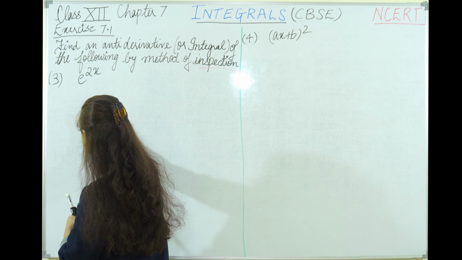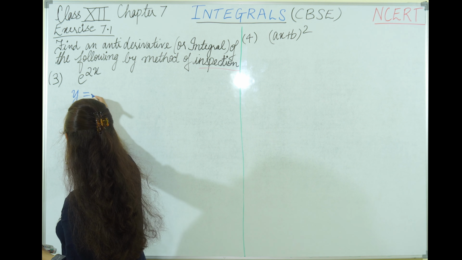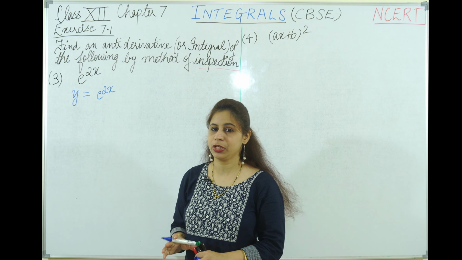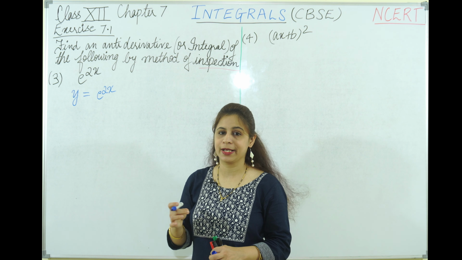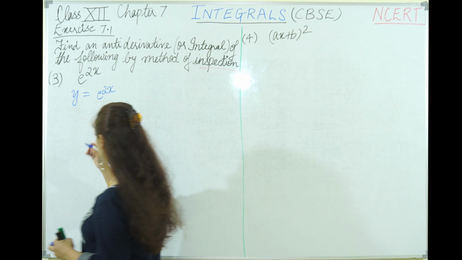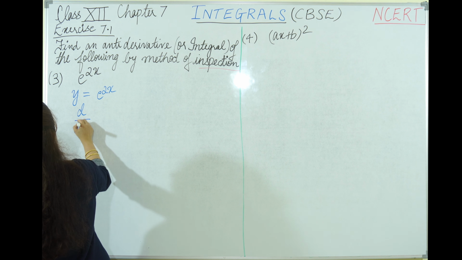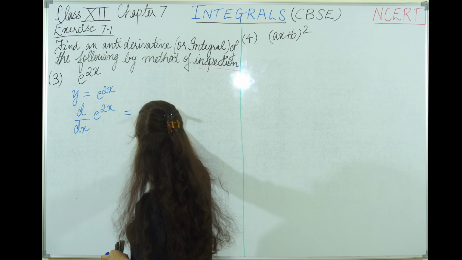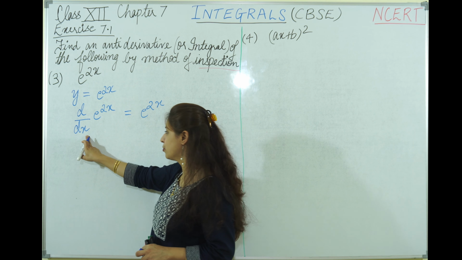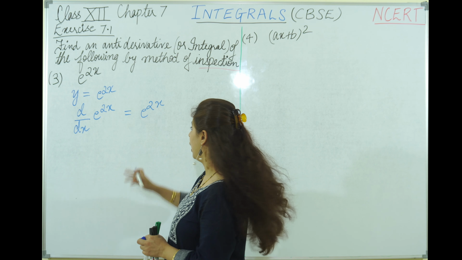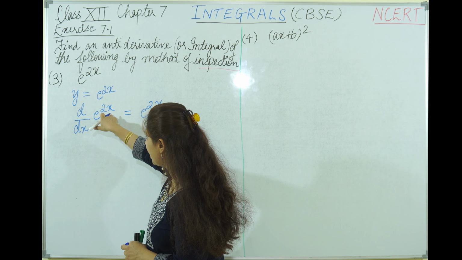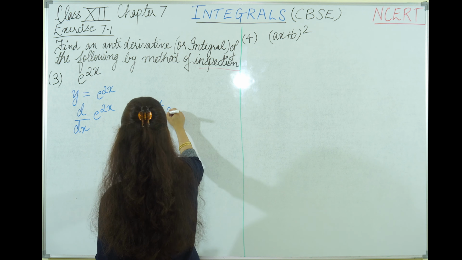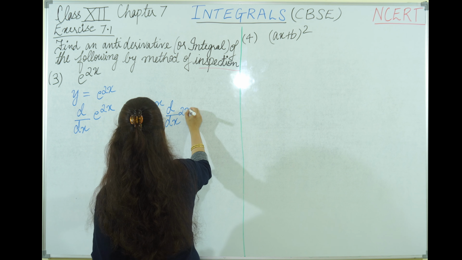I am assuming some function to be equal to e to the power 2x, so I will be finding the derivative, because I know the derivative of e to the power x is e to the power x only. So let us find the derivative. d over dx of e to the power 2x will be equal to e to the power 2x, and since this function is not in terms of x, it is 2x, I need to differentiate 2x also by the chain rule. So d over dx of 2x will also come.